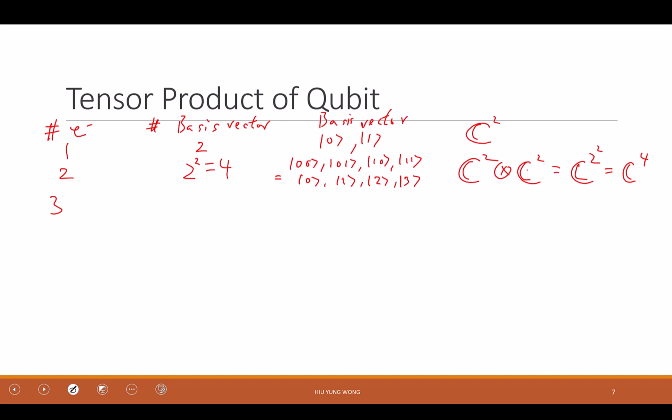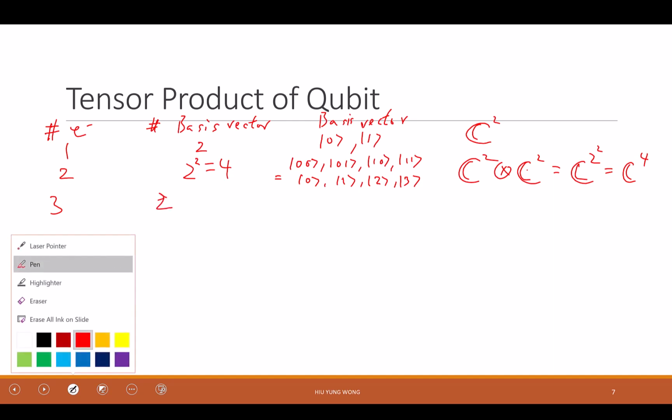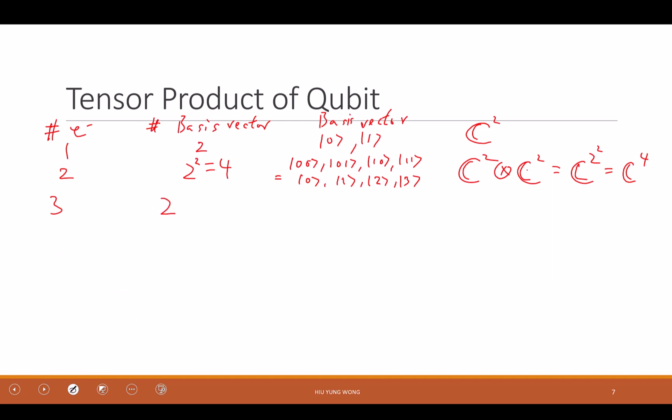8, right? You have 2. If you are not sure, you can go home, just do the permutation. 2 to the power 3 equals 8. What do we have? Now I will write it in this way: 000, 001, all the way to 111, correct? Which are 0 in decimal, 1, all the way to 7.